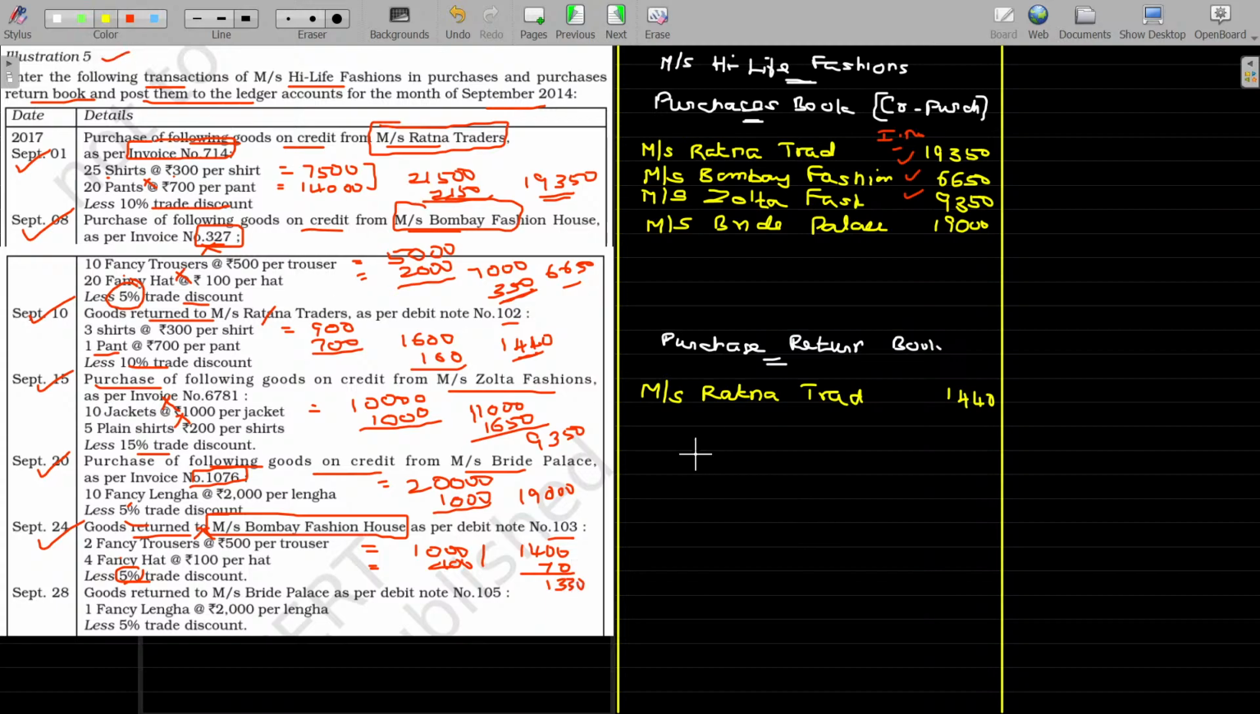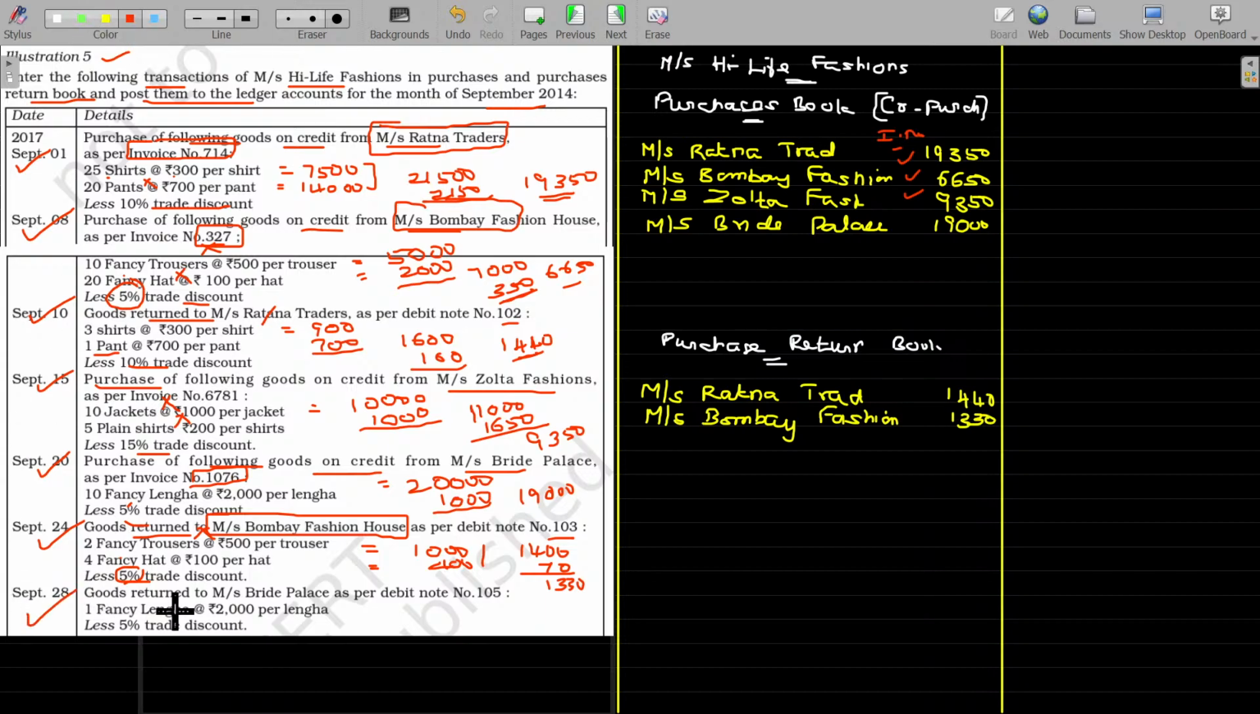Mrs. Bombay Fashions. If the trade discount of 5% is not given, means you have to compare with the previous transaction, and from there that right discount should be taken. So here Mrs. Bombay Fashion. This value being 1330.